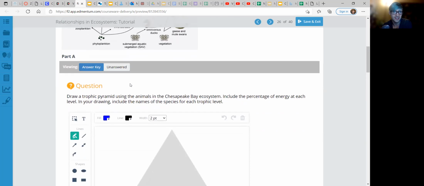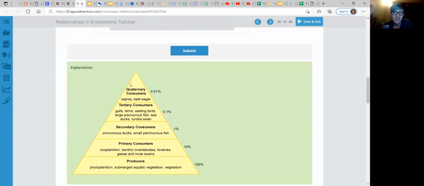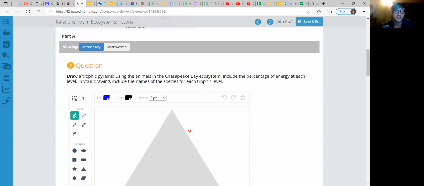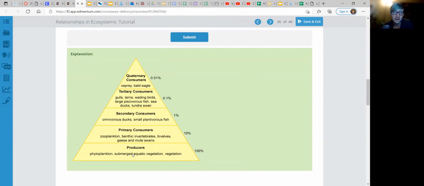And if we go to the answer key, this is the pyramid and the corresponding percentage of energy at each level. And we see at the very bottom, we have the producers, all that phytoplankton, vegetation, and 100% of the energy is at that level. And as you go up each trophic level, notice that the efficiency of drawing energy from the lower levels is 1/10 as efficient.